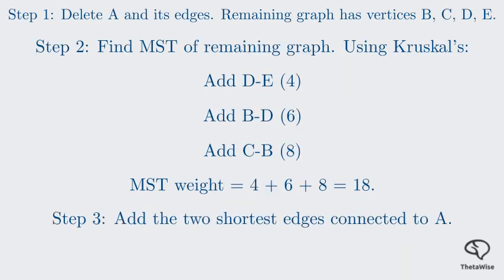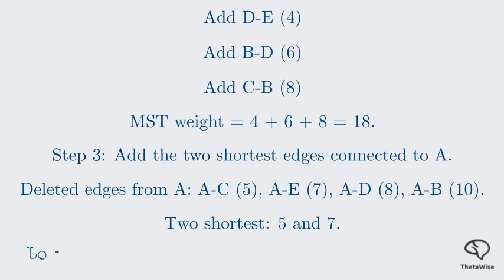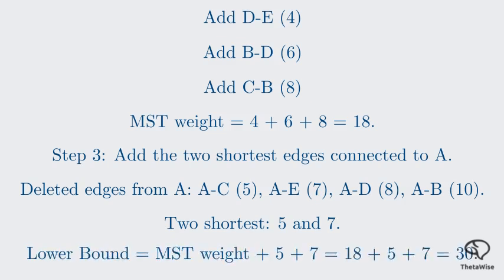Step 3. Now we look at the edges we deleted from vertex A. Their weights were AC 5, AE 7, AD 8, and AB 10. The 2 shortest are 5 and 7. Our final lower bound is the sum of the MST weight and these 2 shortest deleted edge weights, 18 plus 5 plus 7, which equals 30.